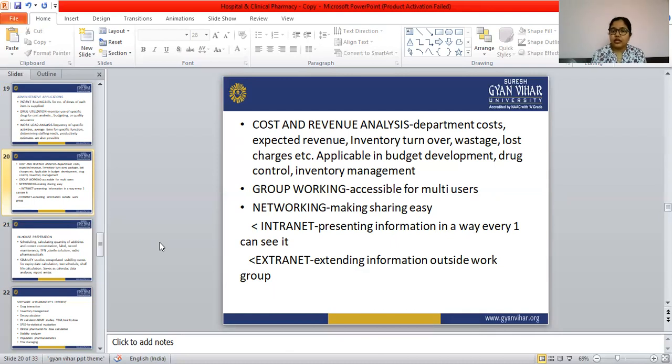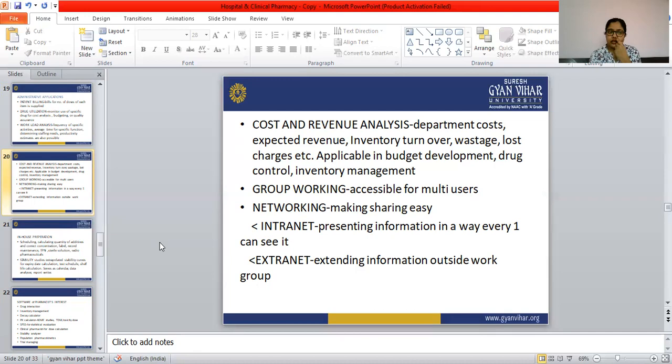And group working accessible for multiple users. Okay, networking makes sharing easy in intranet and extranet. Intranet is for presenting information in a way everyone can see it. Extranet is extending the information outside the work group.